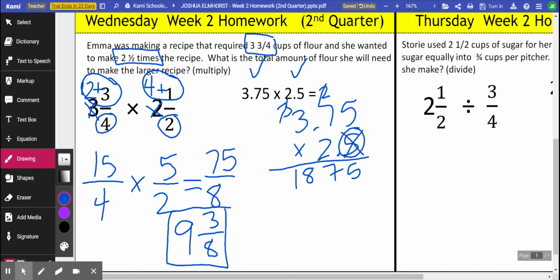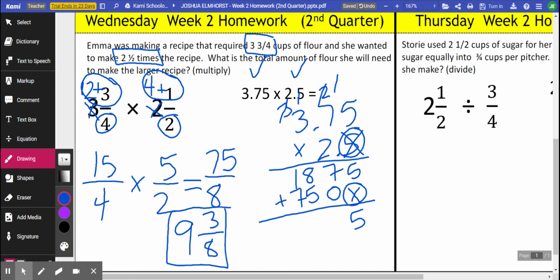We're done with the 5, so we're going to cross out the place value down here below the 5 and then go to the next place value. 2 times 5 is 10. Carry the 1. 2 times 7 is 14, plus 1 is 15. 2 times 3 is 6, plus 1 is 7.